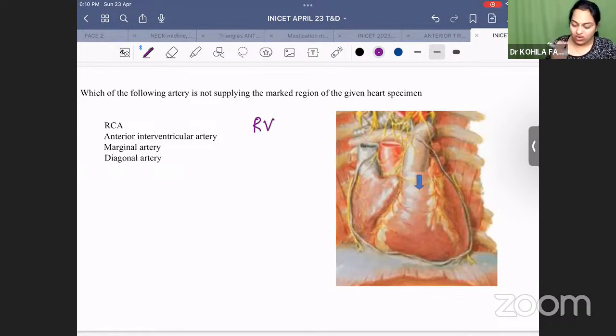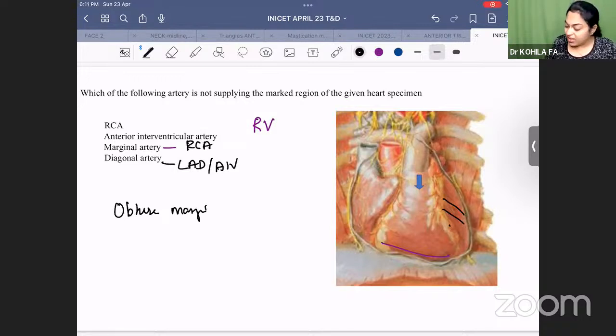These terms alone: the marginal artery, which runs along the inferior border of the heart, that's again a branch of the right coronary artery. Diagonal arteries, which come from the LAD, are branches of the left anterior descending or the anterior interventricular artery. And there's one more, right? What is that? Obtuse marginal. Yeah, the obtuse marginal branches are coming from the left circumflex artery. Right? So these other terms also you must be familiar with.